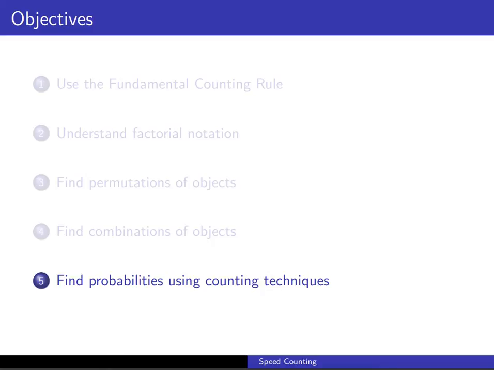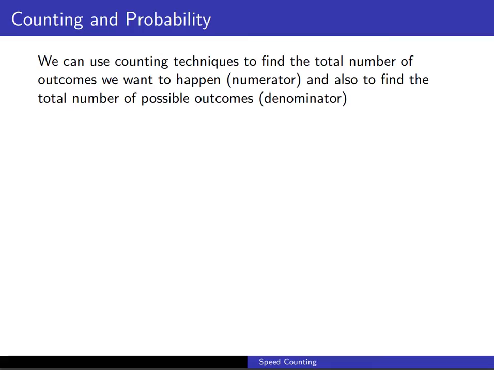In this video, we're going to bring together some of the ideas we learned from probability and also in the past couple videos with counting techniques, or as I call them, speed counting. So we can use counting techniques to find the total number of outcomes we want to happen, which with probability, that's the value that goes in our numerator, and also to find the total number of possible outcomes that are available entirely, which is the value that goes in our denominator.